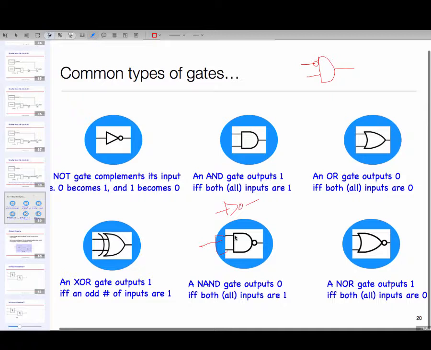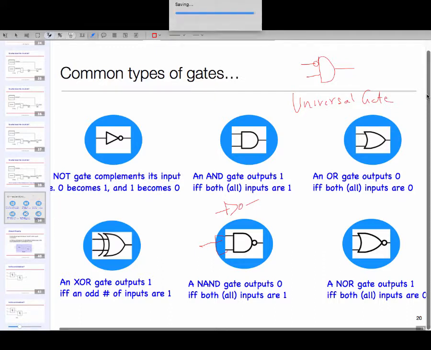So in fact, there is a concept called universal gates. A universal gate is a gate using which I can create every other possible gate. And it turns out the NAND gate is universal, the NOR gate is universal. That is, any imaginable logic function I can implement just using NAND gates, in fact just using 2-input NAND gates. And likewise, any imaginable logic function I can implement just using 2-input NOR gates.